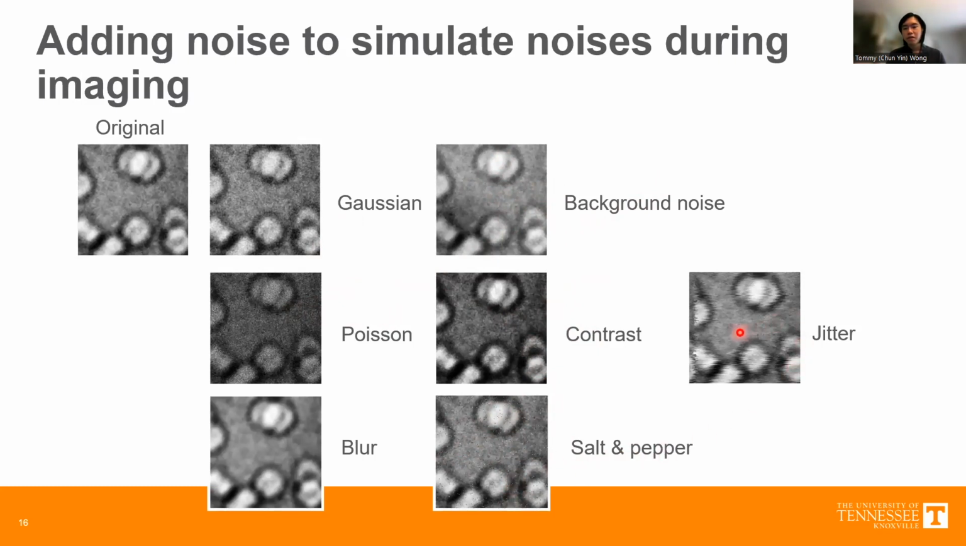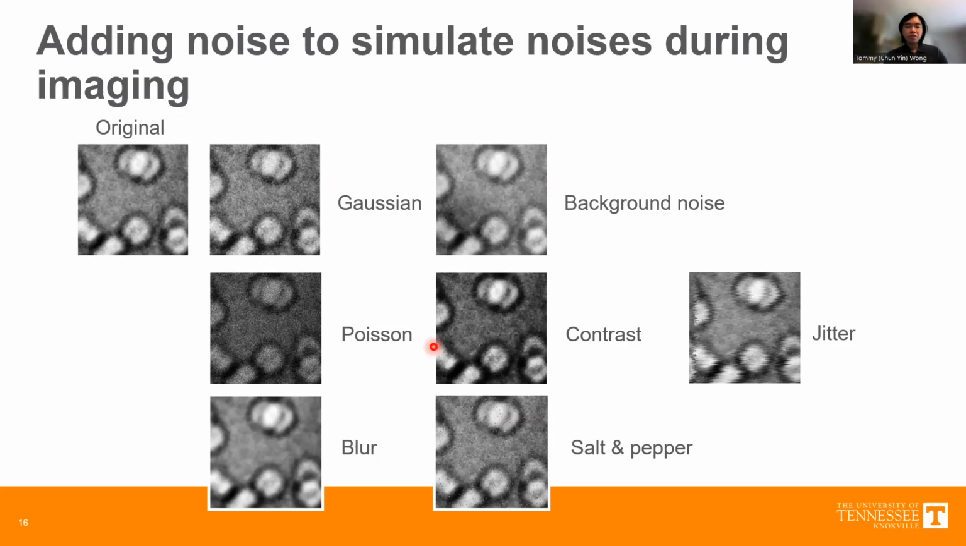You can also add some jitter, which is pretty prevalent in scanning probe microscopy, or different kinds of scanning electron microscopy techniques, which shows the kind of rastering pattern that might be observed during scanning. And all of these noises can be incorporated automatically.